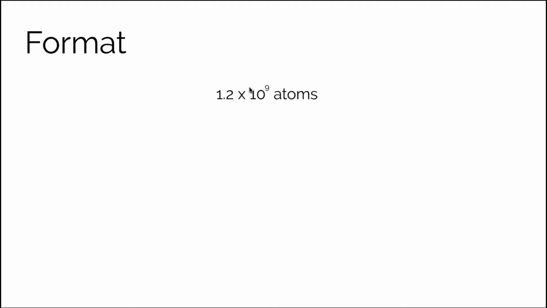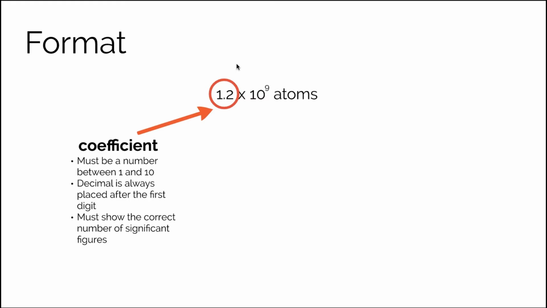So it's the format that it will follow. Notice that here we have a left section and a right section on either side of this multiplication symbol. Now, this left section is called the coefficient. The coefficient has to be a number between 1 and 10, so it has to be greater than or equal to 1.0 and less than 10, up to 9.9. The reason for this is that the decimal in scientific notation is always placed after the first digit. You can see it in this example too, 1.2. And when you're using scientific notation, make sure that you show the correct number of significant figures. We talked about those in the last video.